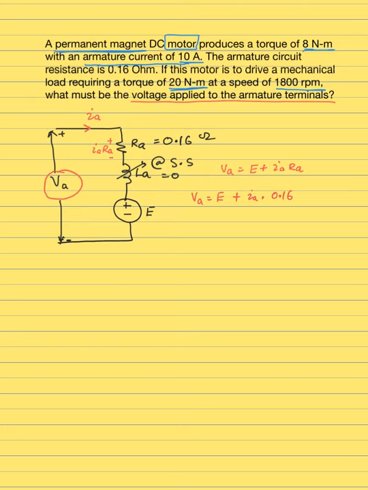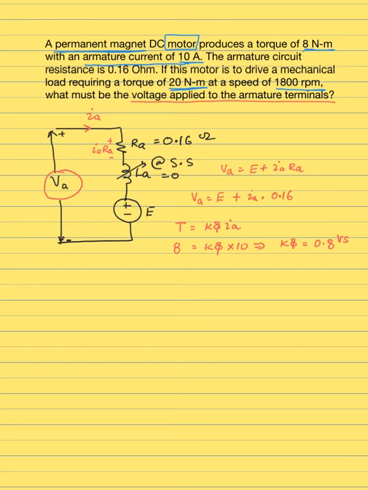So in order to calculate E and IA, one situation which I know is, the equation for the torque is K phi IA. One situation is 8 Newton meters of torque equals K phi with an armature current of 10 amperes. So I can know the K phi constant value for this motor. And that gives 8 divided by 10, so 0.8, and the units are volt seconds.